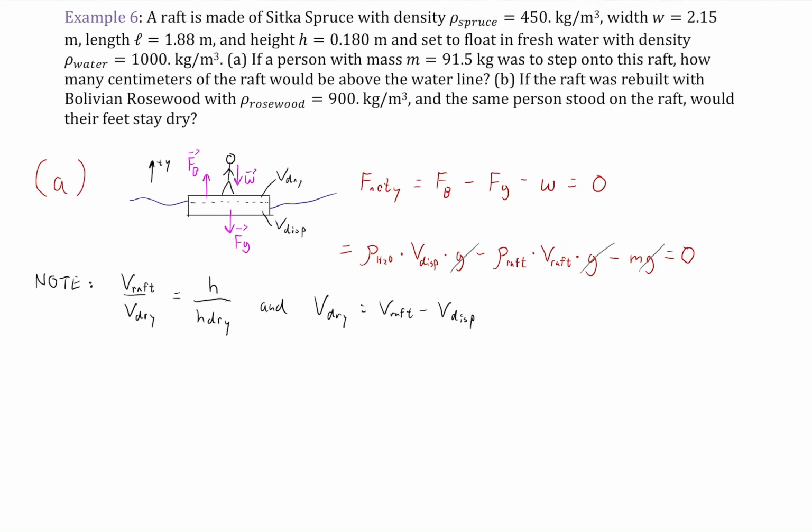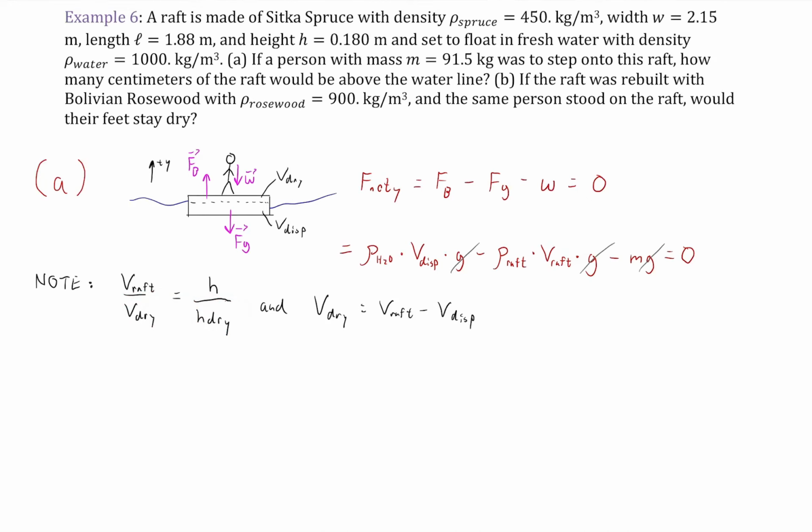And here I'm just pointing out that the volume of the raft divided by the volume dry is equal to the ratio of the height over the height dry. And that's because it's a rectangular solid. So the idea is that they have to be equal to each other, right? There's a direct linear relationship between the total volume of the raft and the total height. This is the total height, by the way, and the height dry and the volume dry.